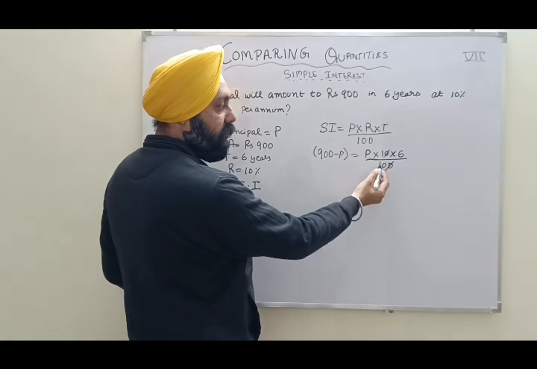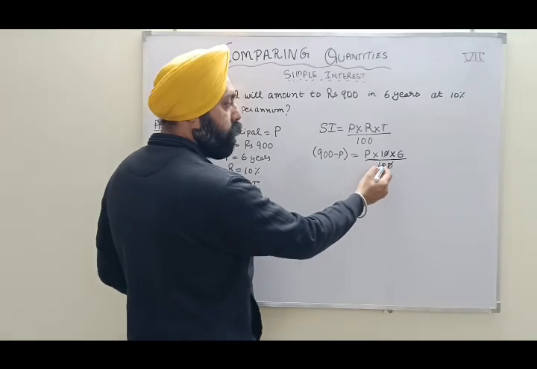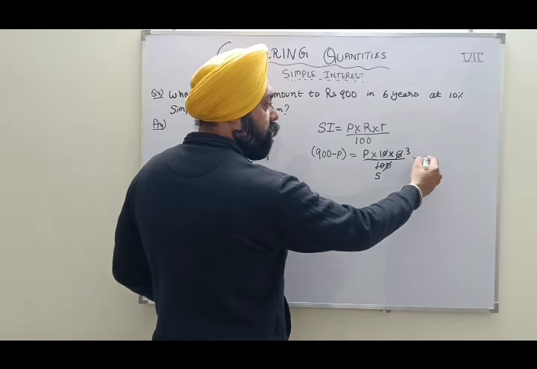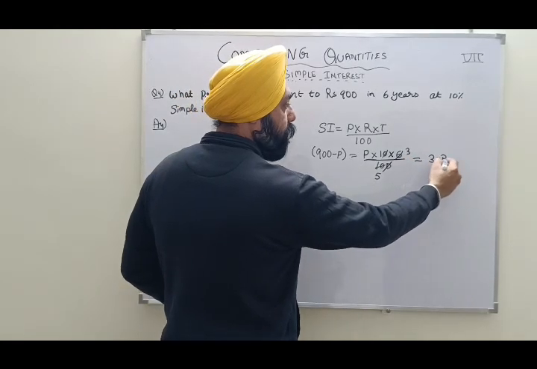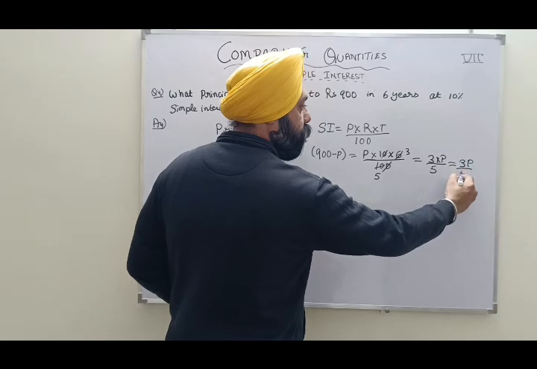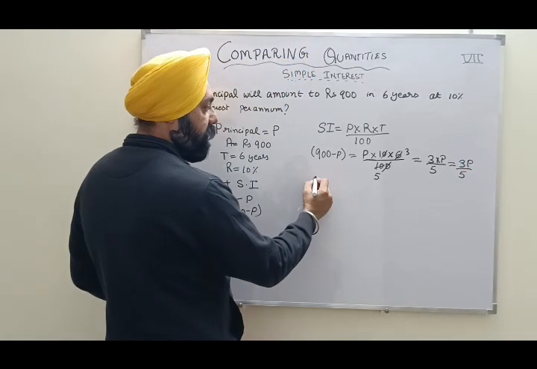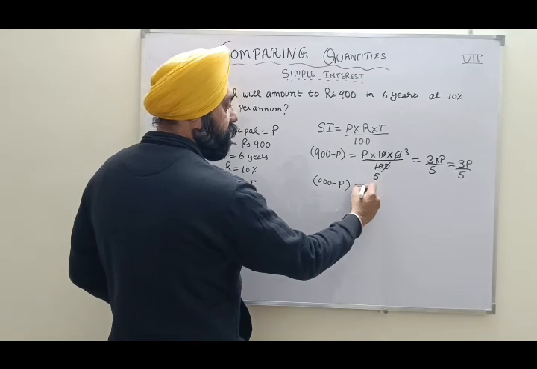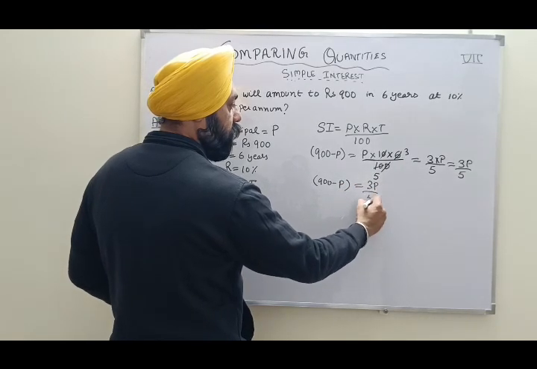So we can cut this 10 and 6 by 2. So 2 5s are 10 and 2 3s are 6. So it is 3 into P upon 5, which is equal to 3P upon 5. So let's write this again. 900 minus P is equal to 3P by 5.